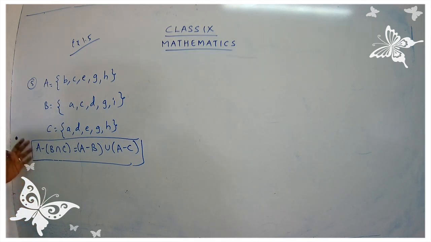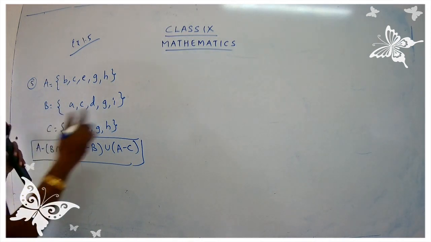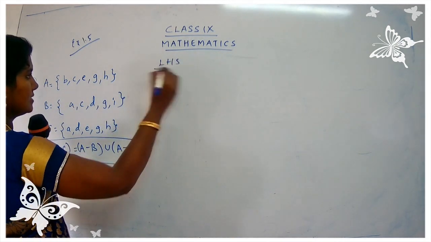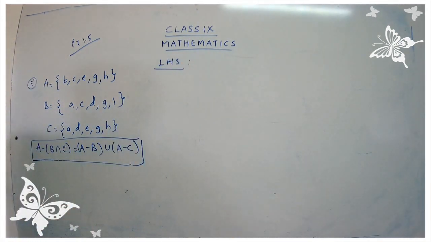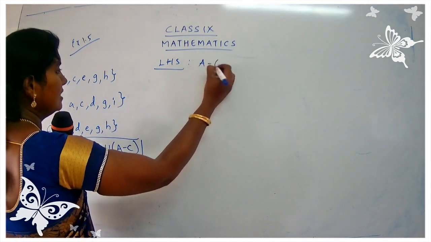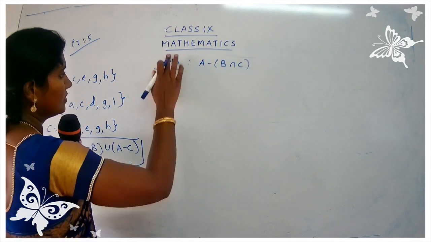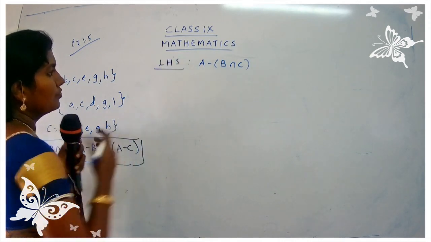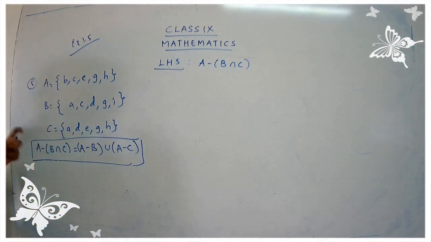That means the LHS and the RHS should be same. If you get a different answer, that means you are wrong somewhere. So just keep this in your mind and you have to work out. Let's start with the LHS part. A minus B intersection C. This is LHS. Okay.